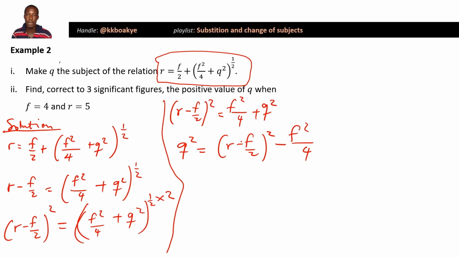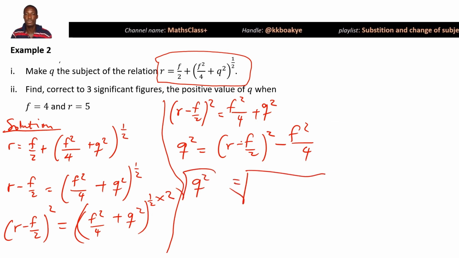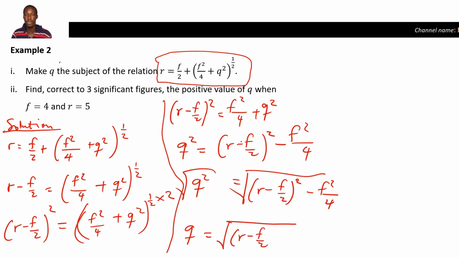So that's it. Now we have to find the square root of both sides. So our q squared square root of it will be the square root of r minus f over 2 all squared minus f squared over 4. So finally our q is equal to square root of r minus f over 2 all squared minus f squared over 4. So that's our final answer.